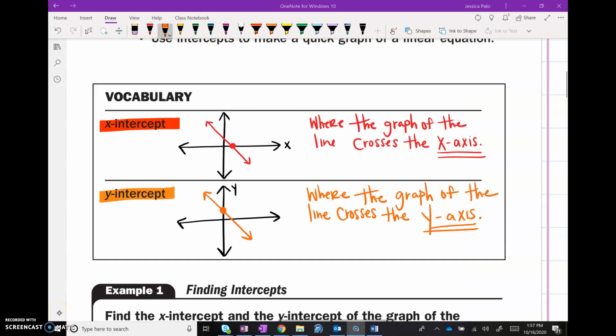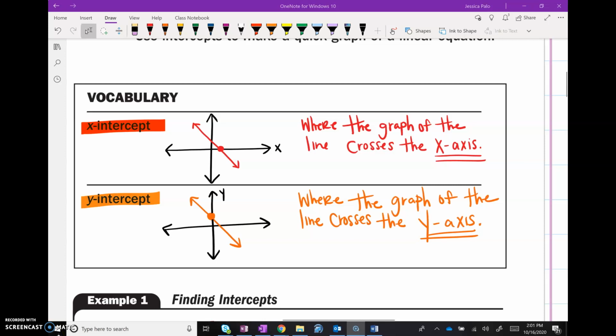If you remember, the x-intercept is where the graph of the line crosses the x-axis on a coordinate plane. So in this case, this here is the x-axis. The graph of our line is crossing the x-axis at this point right here. That is the x-intercept. The y-intercept can be found on the y-axis. It is where the graph of the line crosses the y-axis. For the graph of this line, it is crossing the y-axis at that point.